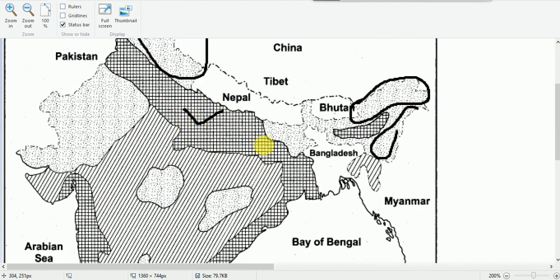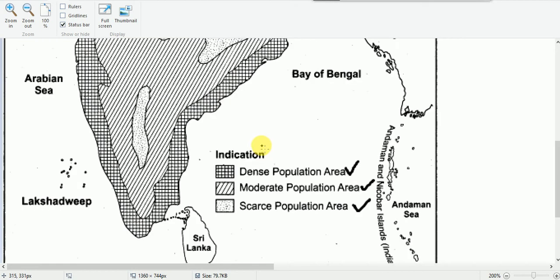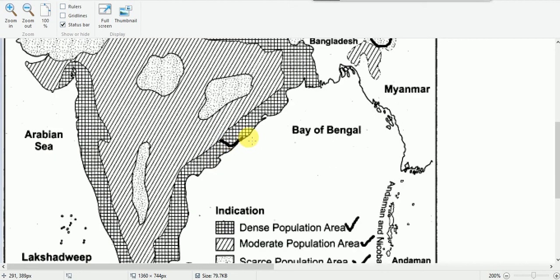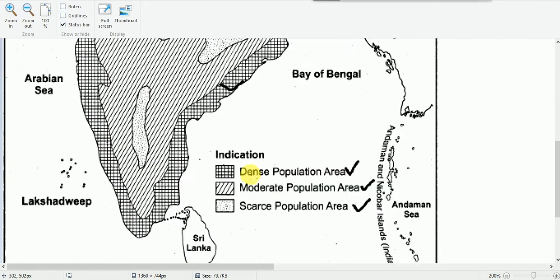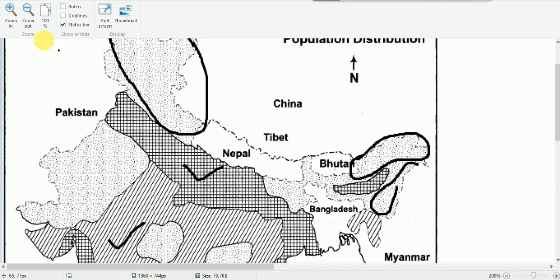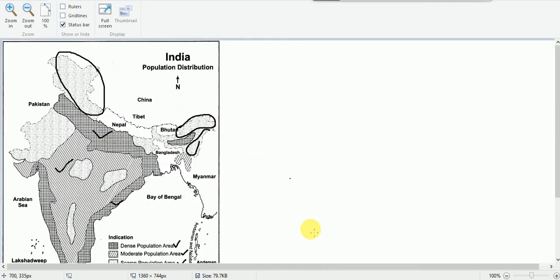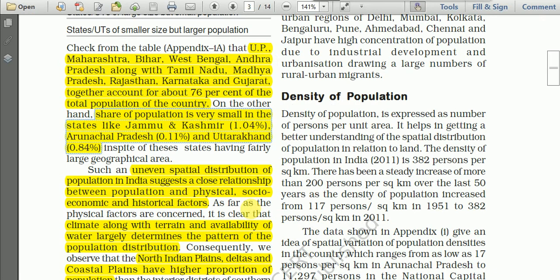Then this is the Ganga Plain area, which has a very large number of people. Coastal areas also. Then in the remaining plateau areas we have moderate population. So this is about the distribution of population. Most of the people in India are concentrated in UP, Maharashtra, Bihar, West Bengal, Andhra Pradesh, then Tamil Nadu, Madhya Pradesh, Rajasthan, Karnataka, Gujarat.